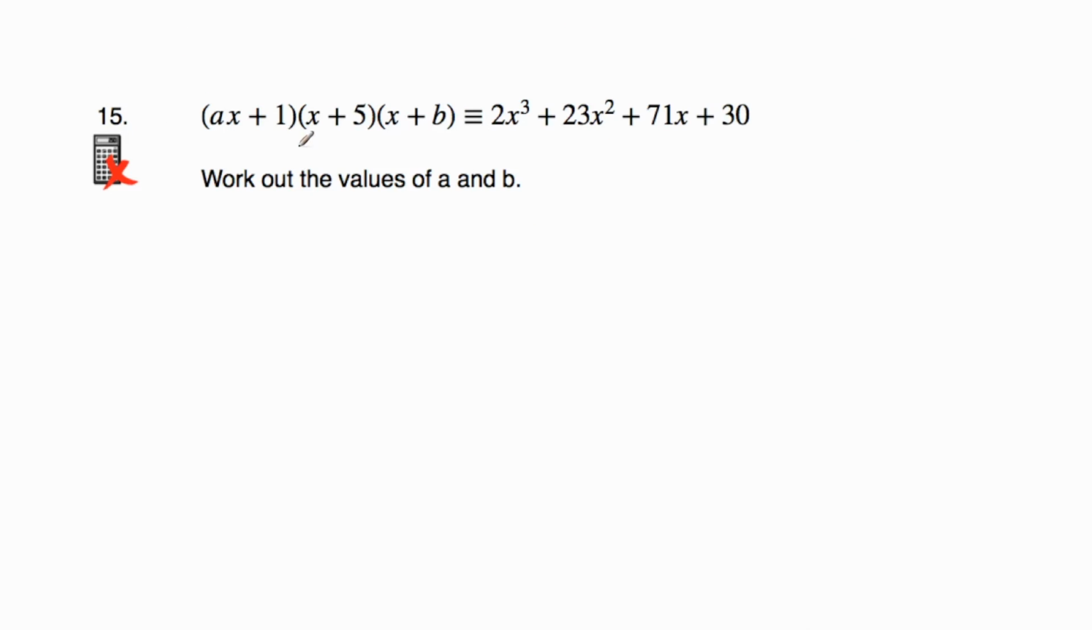Okay, let's have a look at our next question, question number 15. So question number 15 says (ax plus 1)(x plus 5)(x plus b) is equivalent to 2x cubed plus 23x squared plus 71x plus 30. And we've been asked to find the values of a and b.